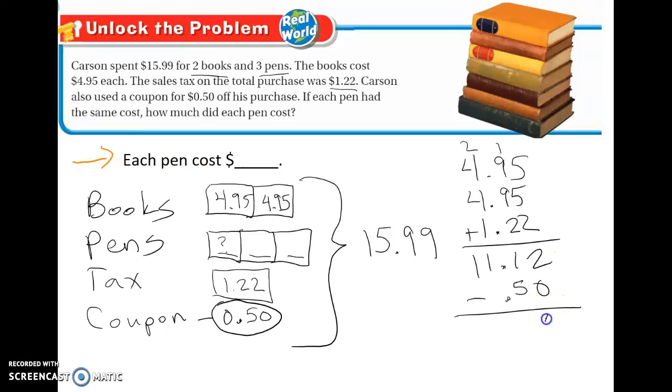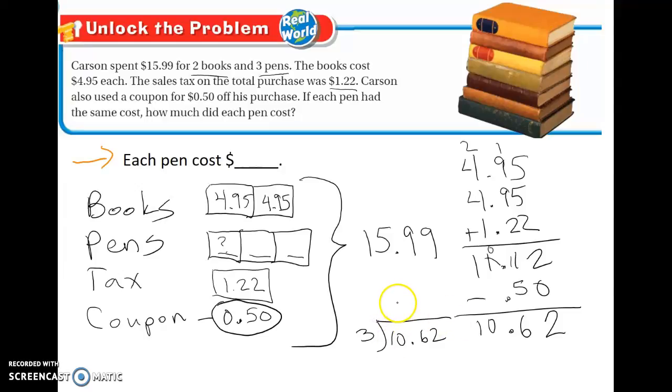2 minus 0 is just 2. 11 minus 5 is 6. And so it looks like he spent $10.62 for pens. So my last step is now to divide that into those 3 groups, divide that by 3.